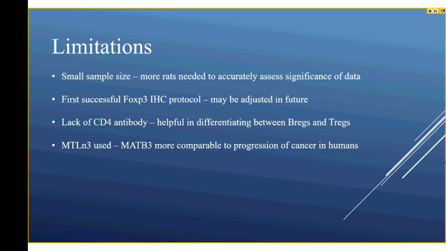And the limitations we came across: this is a rather small sample size, as we only used 3 rats per cohort, which is probably a reason why there was no statistical significance. There was also the fact that this is the first FOXP3 IHC protocol, and it can be expanded on further in the future. And there was no CD4 antibody, which differentiates T-reg cells from other T cells, so we are not 100% sure, but we are very confident. And also we used 4T1 instead of another line for the cancer cell line. It is a less aggressive form of cancer, so we can have more data points, and also it is more comparable to the progression of cancer in the skin.